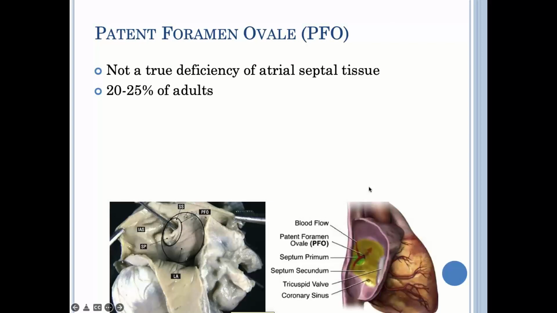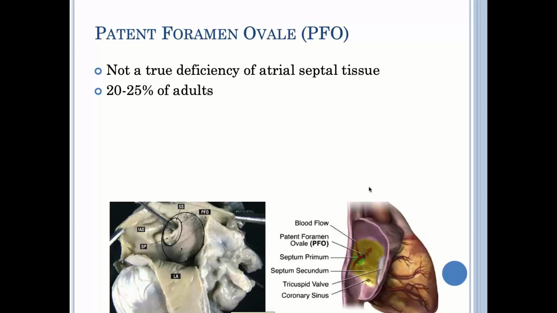So I'll touch on PFOs. They can be a separate topic on their own. They're again not a true deficiency of the atrial septal tissue, but I think it's quite common to confuse PFOs and ASDs, and I just wanted to go over a little bit of definition and anatomy on this topic as well. So they are quite common.